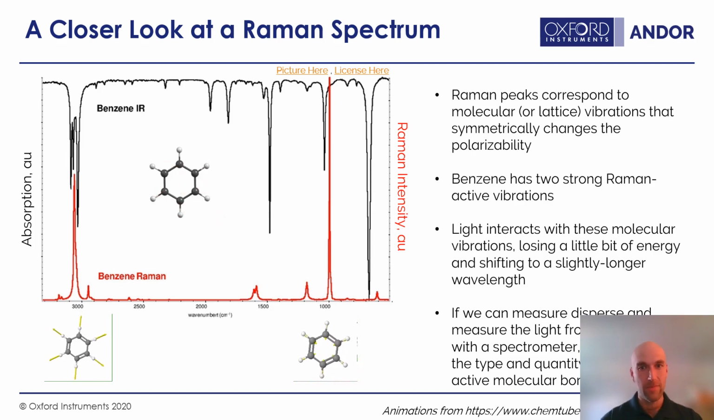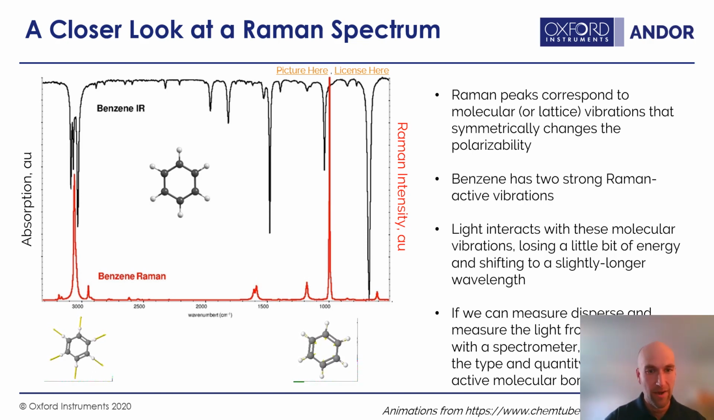So benzene has two strong Raman active vibrations that are represented down here, and I'll talk about those in a sec. So light somehow interacts with these molecular vibrations, losing a little bit of energy and shifting to a slightly longer wavelength. So if we can measure and disperse the light from that sample, we can actually learn something about the composition and nature of the material that we're looking at, say in an unknown sample in a mixture.